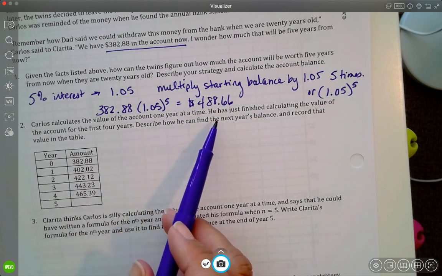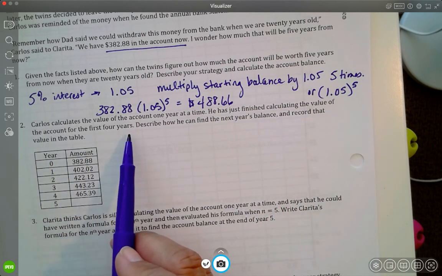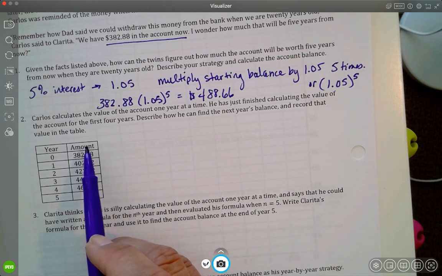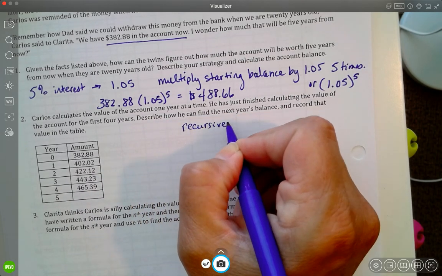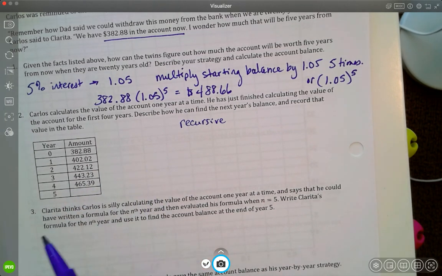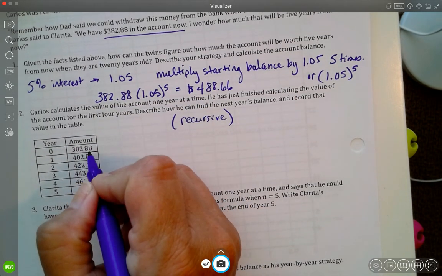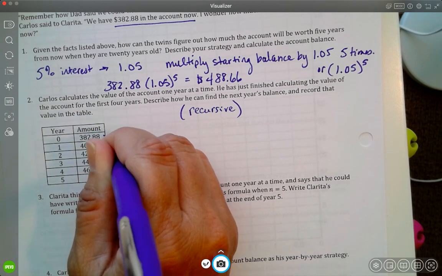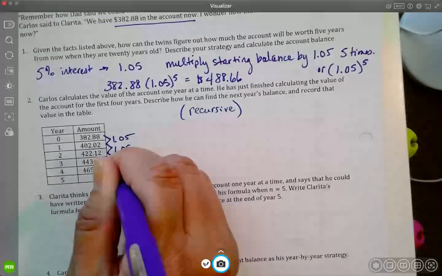So Carlos calculates the value of the account 1 year at a time. He has just finished calculating the value of the account for the first 4 years. Describe how he can find the next year's balance and record that value in the table. So he's basically thinking about it in a recursive way, like he needs to know the previous year to get the next year and so forth. So he's saying, okay, we start with this much. I'm going to multiply it by 1.05, and then I'm going to get that amount. And then I'm going to multiply that by 1.05, and so forth.